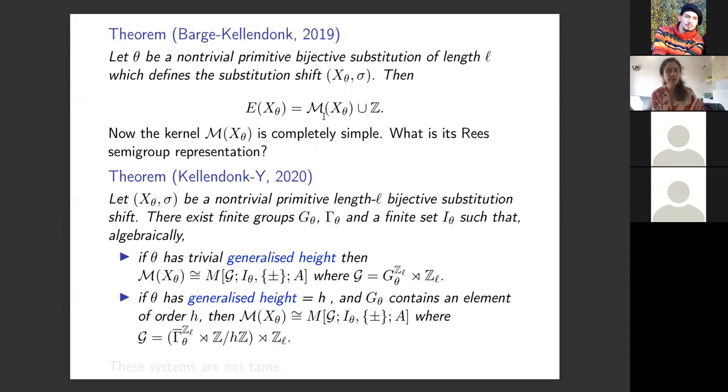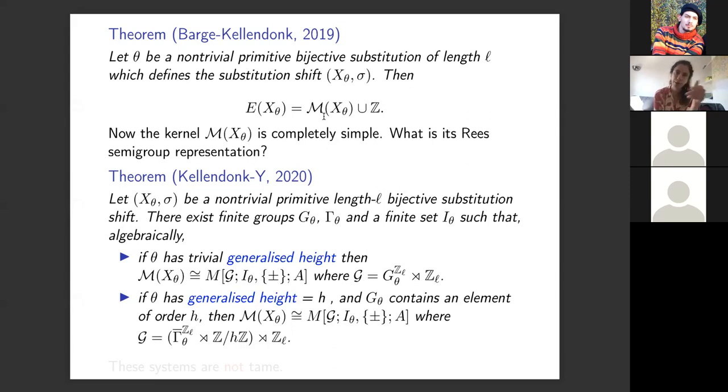So I'm going to not define some things now. I'm going to then go back and describe what these objects are. So if you give me a substitution theta, we find two finite groups, which we call G theta and gamma theta. G theta is called the structure group, and gamma theta is the little structure group. We find a finite set I, which also depends on theta, such that the great majority of substitutions live in the first bullet point, okay?